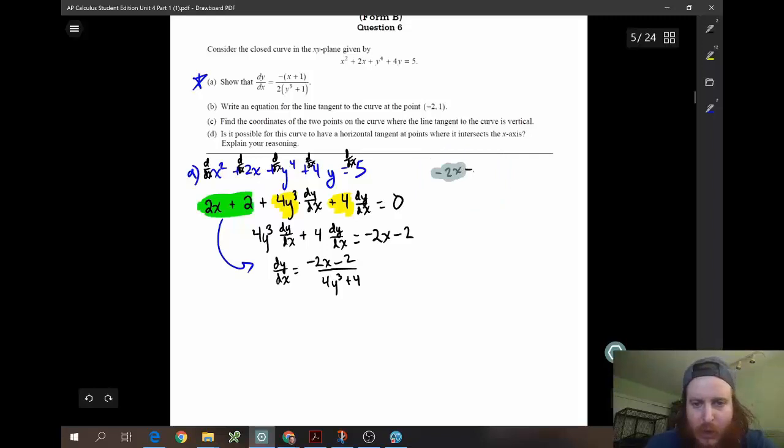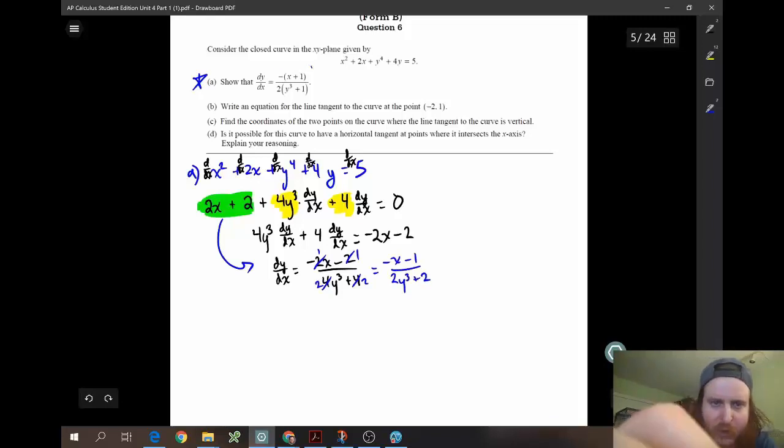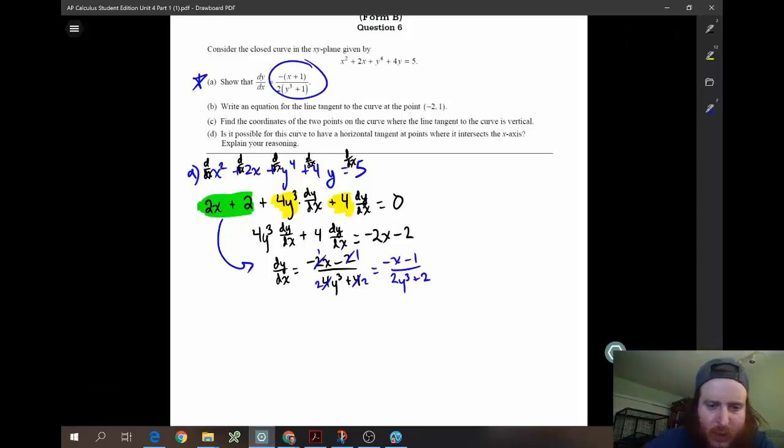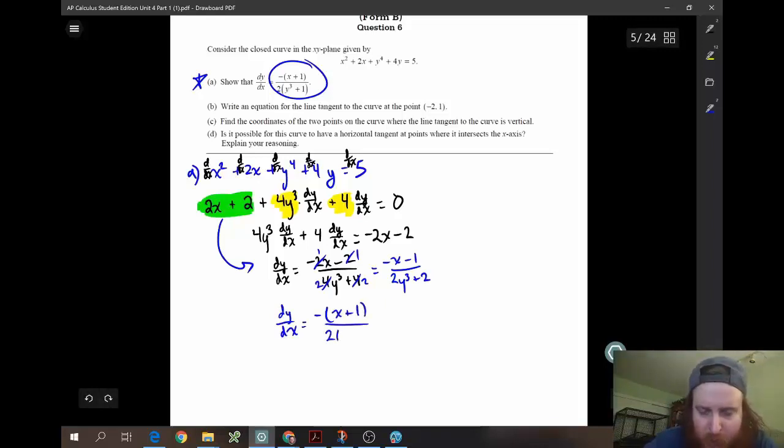Next, we're going to cancel out a 2 everywhere, but put a 1 in its place just to make sure you don't forget about it. Or if it's 4, divide it and put a 2 in. So this gives us negative x minus 1 over 2y cubed plus 2. If we look at the answer they want, it's almost that. We just have to do the last step of factoring. In the numerator, we can factor out a negative sign and change it to x plus 1. In the denominator, we can factor out a 2 and get y cubed plus 1. And then just box it.